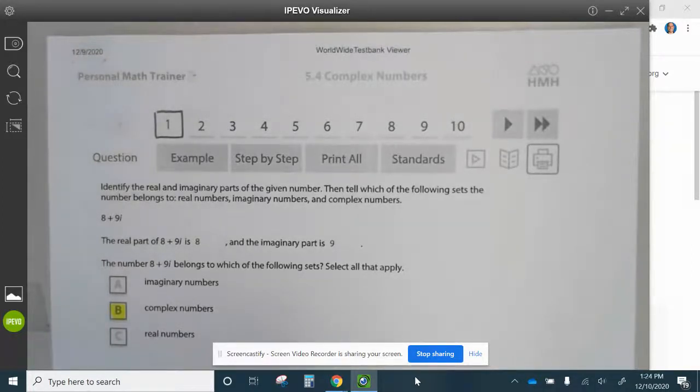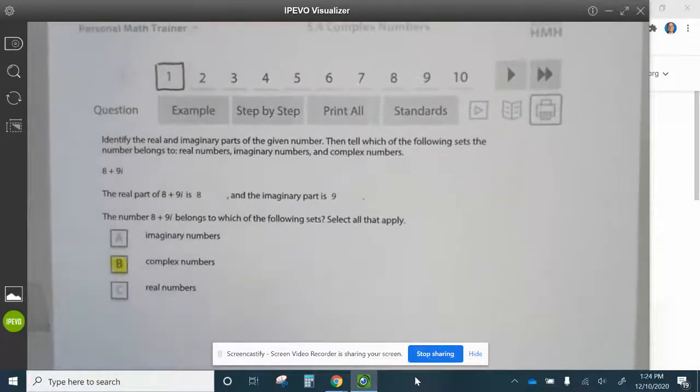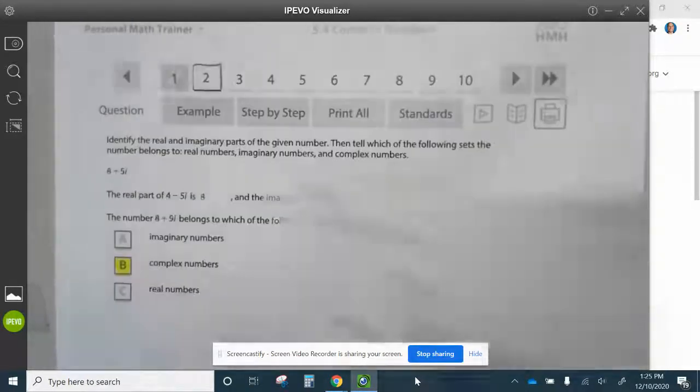8 plus 9i. The real part of 8 plus 9i is 8, and the imaginary part is 9. The number 8 plus 9i belongs to which of the following sets? The correct answer to that is complex numbers. Okay? All right, let's take a look at the next question.